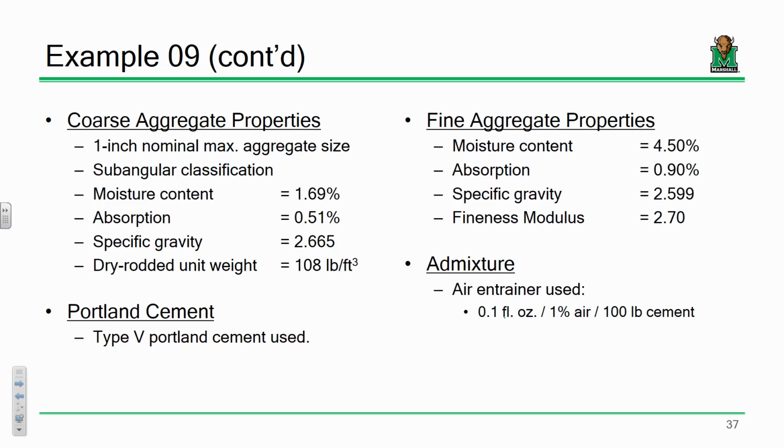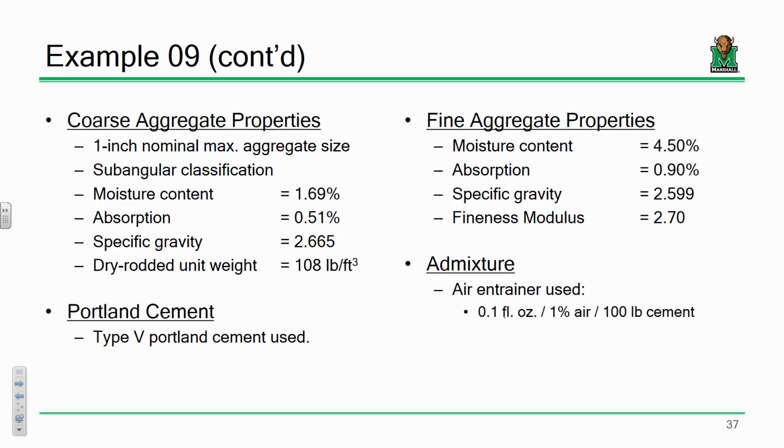Positive. It has more moisture than it does at the saturated surface dry condition. So for our moisture correction that we do at the end, we're actually going to be decreasing the amount of water that goes into the mix, because if we just threw that much water in at the beginning, we'd have too much water. Does that make sense? Our specific gravity, 2.665, that is at the saturated surface dry condition, and our dry rodded unit weight is about 108 pounds per cubic foot.